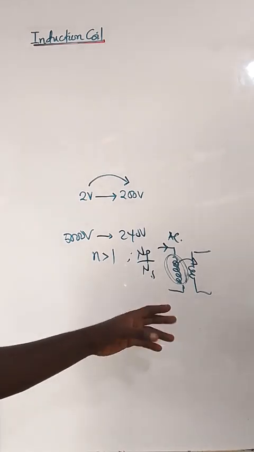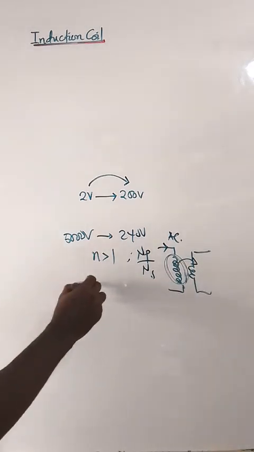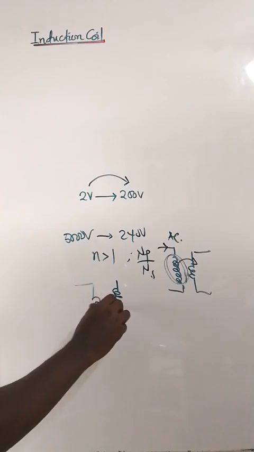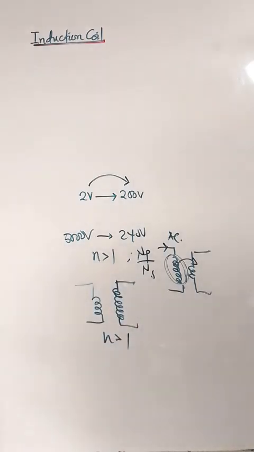So in this manner, we can actually produce high PD from low PD. So the secondary coil will have more turns. So the turn ratio here is greater than 1. So the induction coil is like a step-up transformer. Although instead of having AC, we are having a DC that is being switched on and switched off, with time by what we call a vibrator. But during this process, a large amount of sparks is produced.